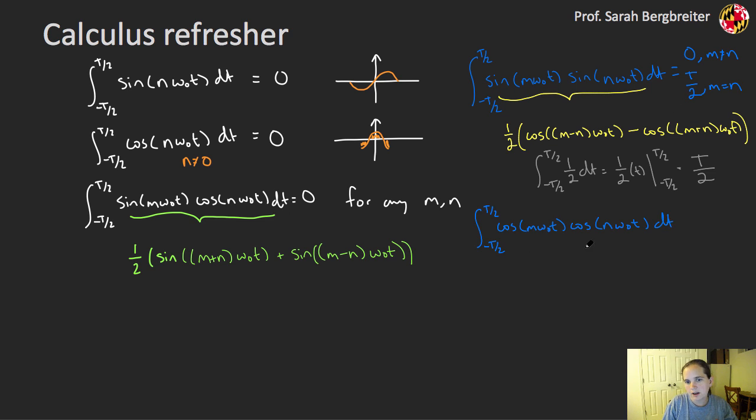And then if I take the product of cosines, once again integrated over that period, I'm going to be able to use a very similar trigonometric identity and get a very similar answer here. So I'm going to get 0 when m is not equal to n, and I'm going to get half of my period when m equals n.